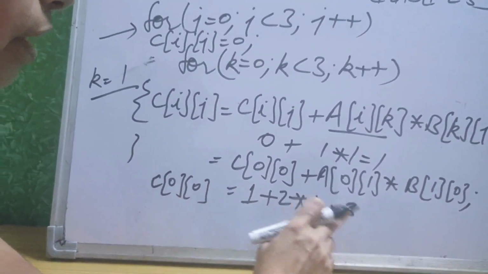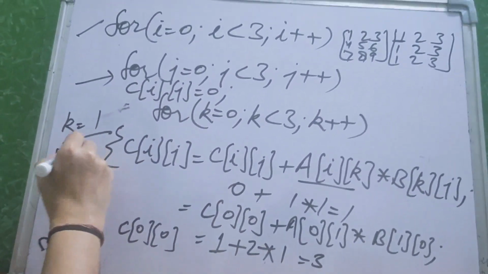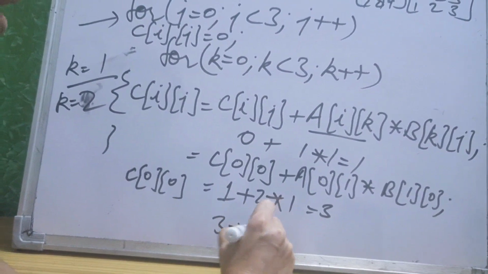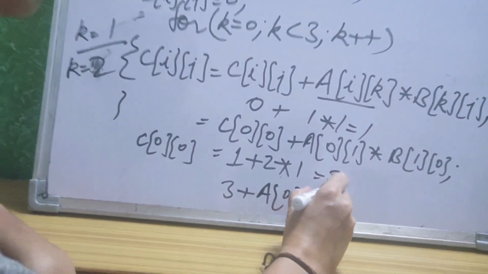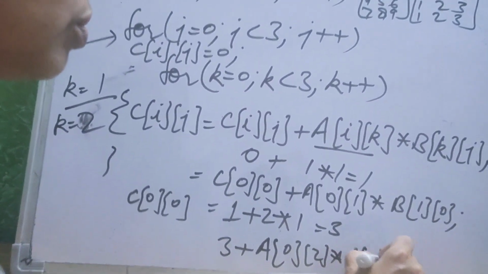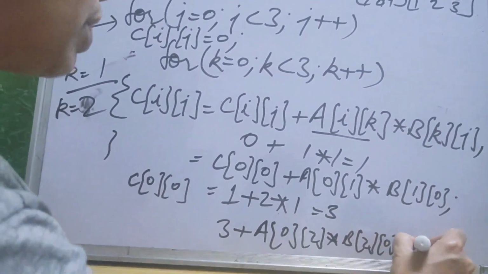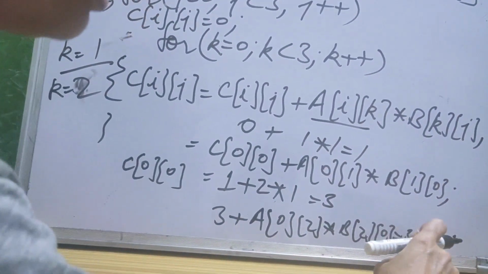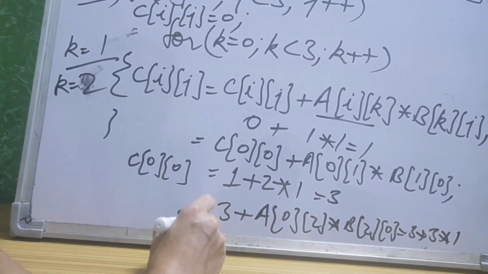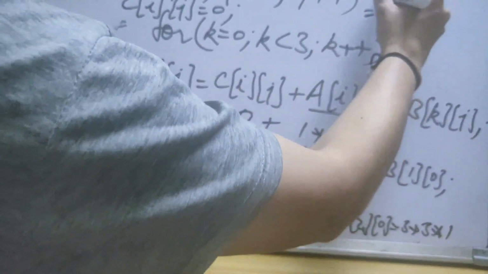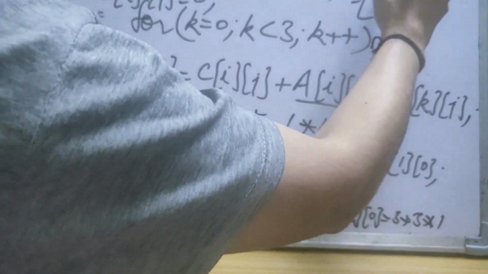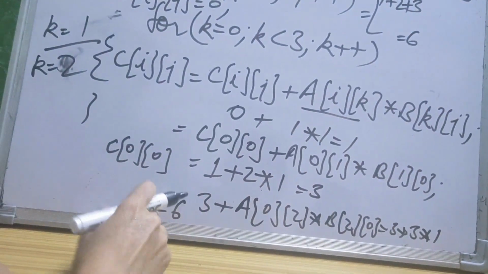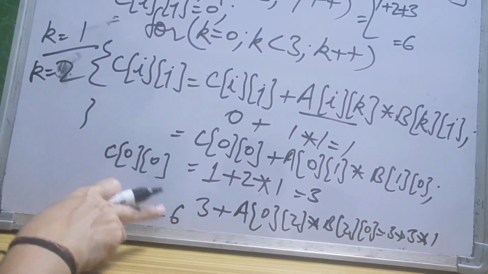Next again value changes, K equals 2. Then C00 is now 3 plus A02 into B20 equals 3 plus A02 is 3 into, it's 1. 3 plus 3, that is 6. Or directly we can check 1 plus 1, that is 1, plus 2 plus 3 into 1, 3, that is 6, that is also 6. Then that means C00 is 6.